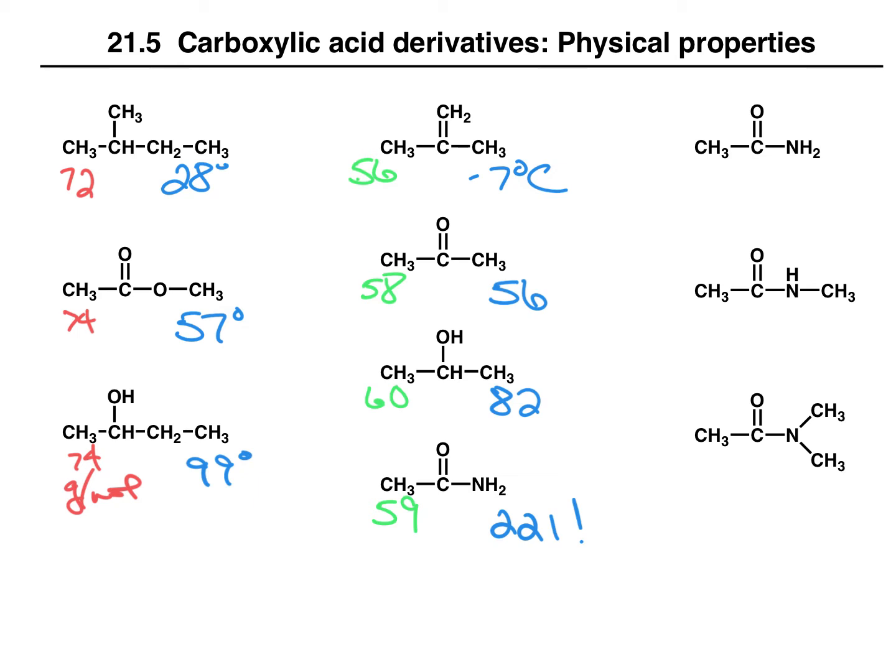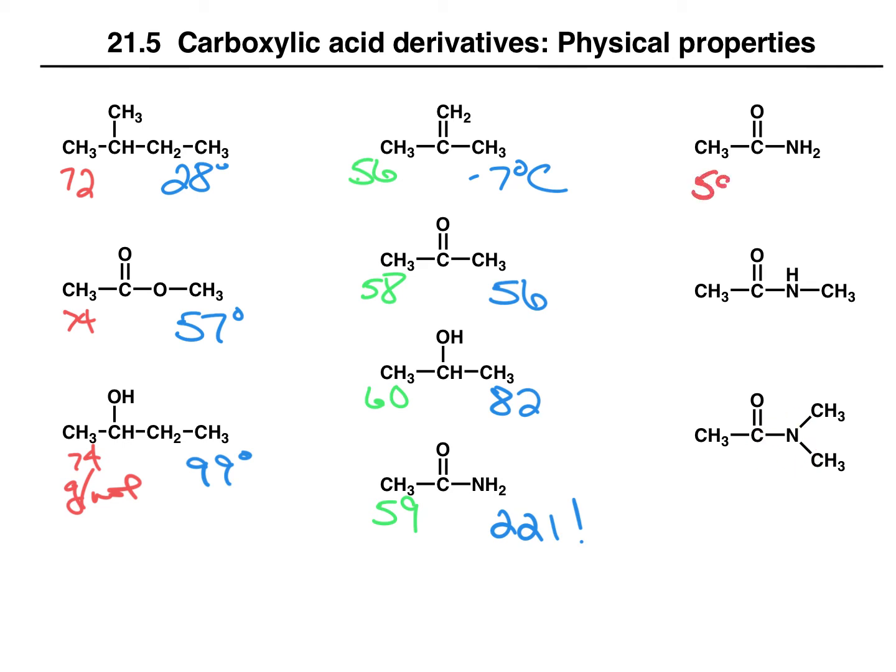In the last column, we're looking at amides, but here it's a primary amide, so we've got more hydrogen bonding possible. Here, this is a secondary amide. The nitrogen is connected to two carbons, so only one hydrogen is available for hydrogen bonding. And then here in this amide, there's no hydrogen bonding possible.